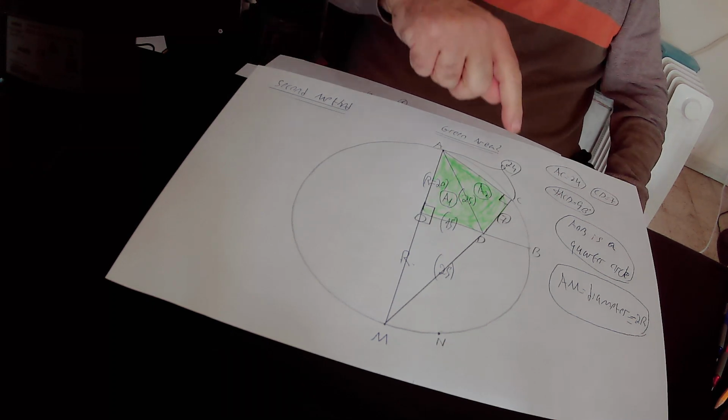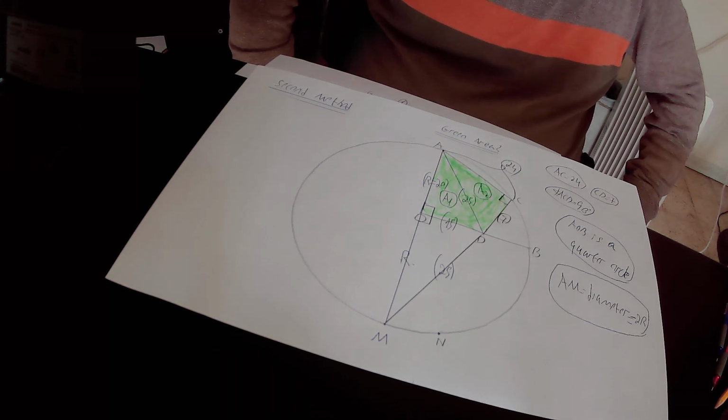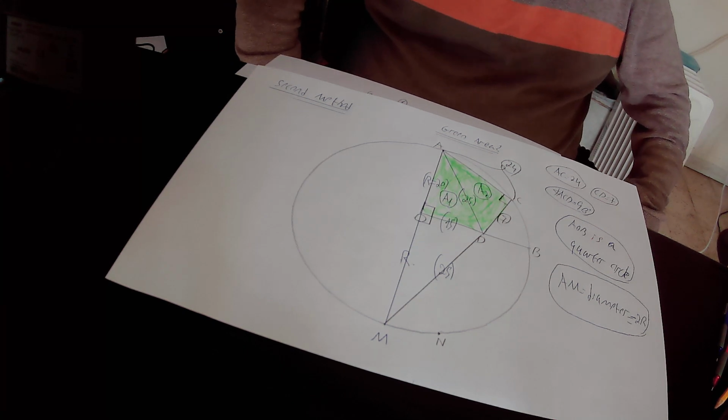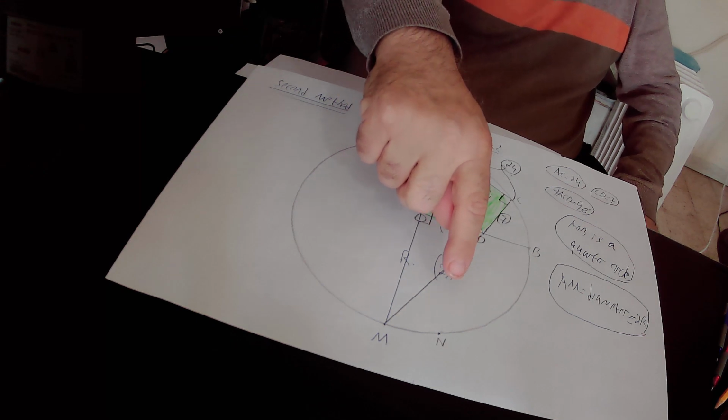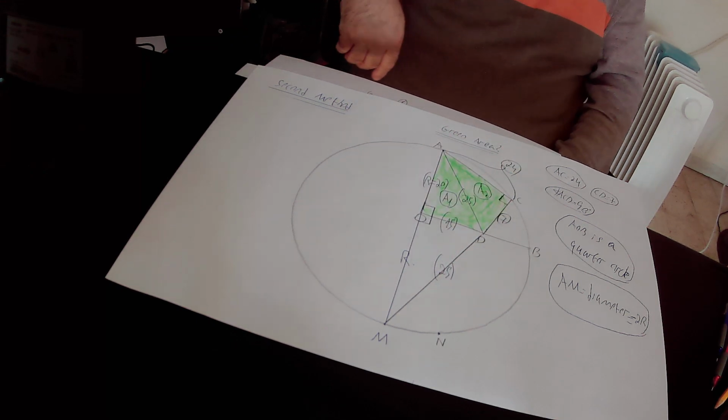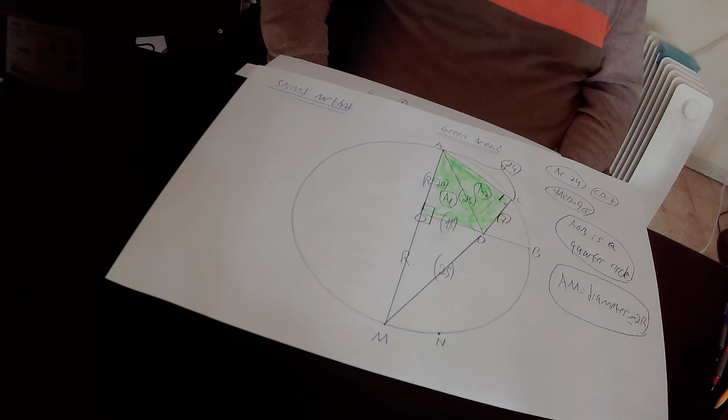Then we extended side CD until it touches the circle. We assumed that the extended side CD will touch the circle at point N. But it is impossible. Why?